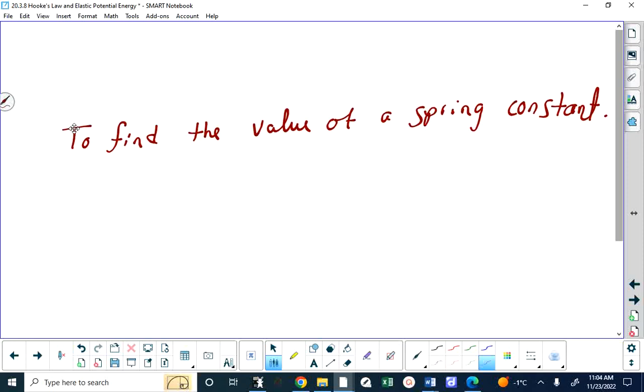So I just don't want groups of 3. And we don't have enough for everybody to do the data on your own. You're going to determine the spring constant. So what it's going to involve is a graphical analysis.